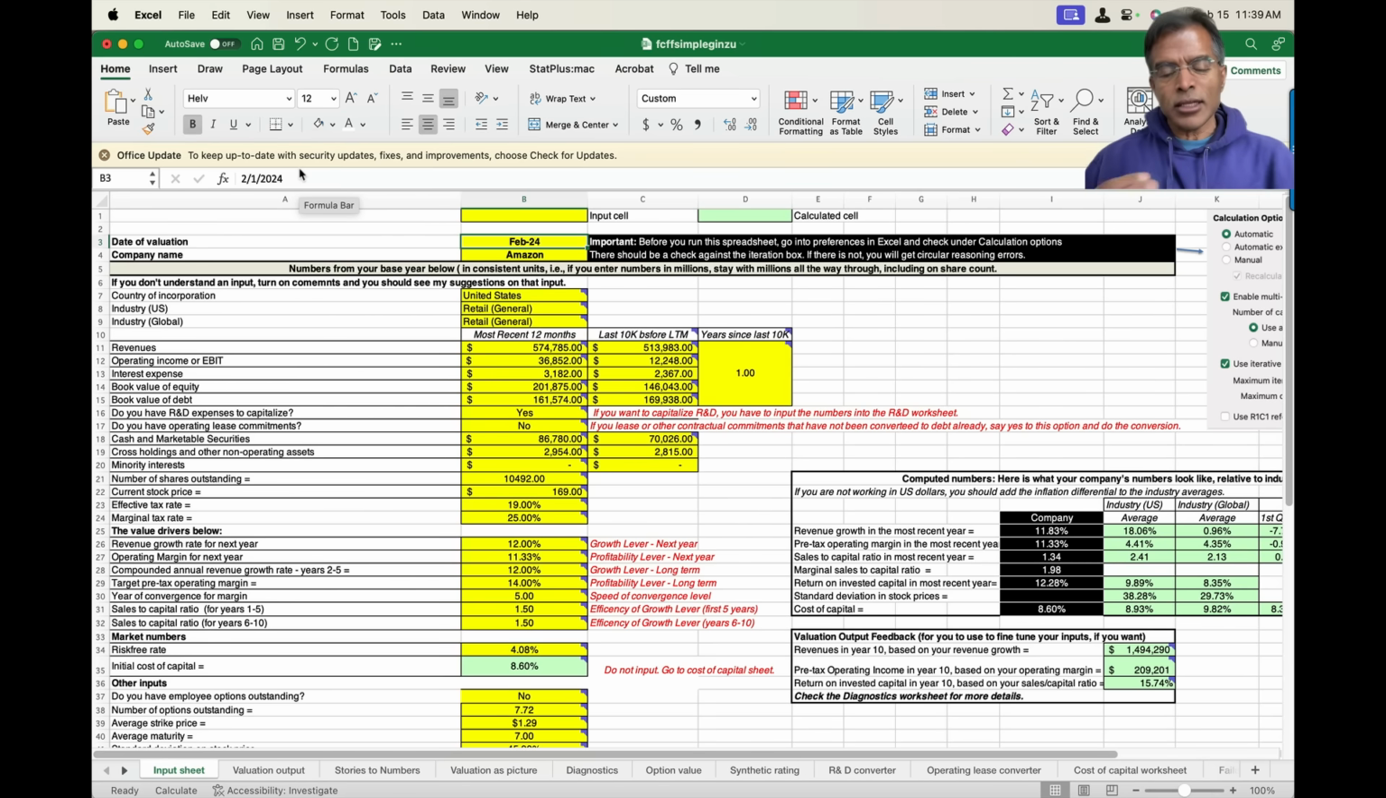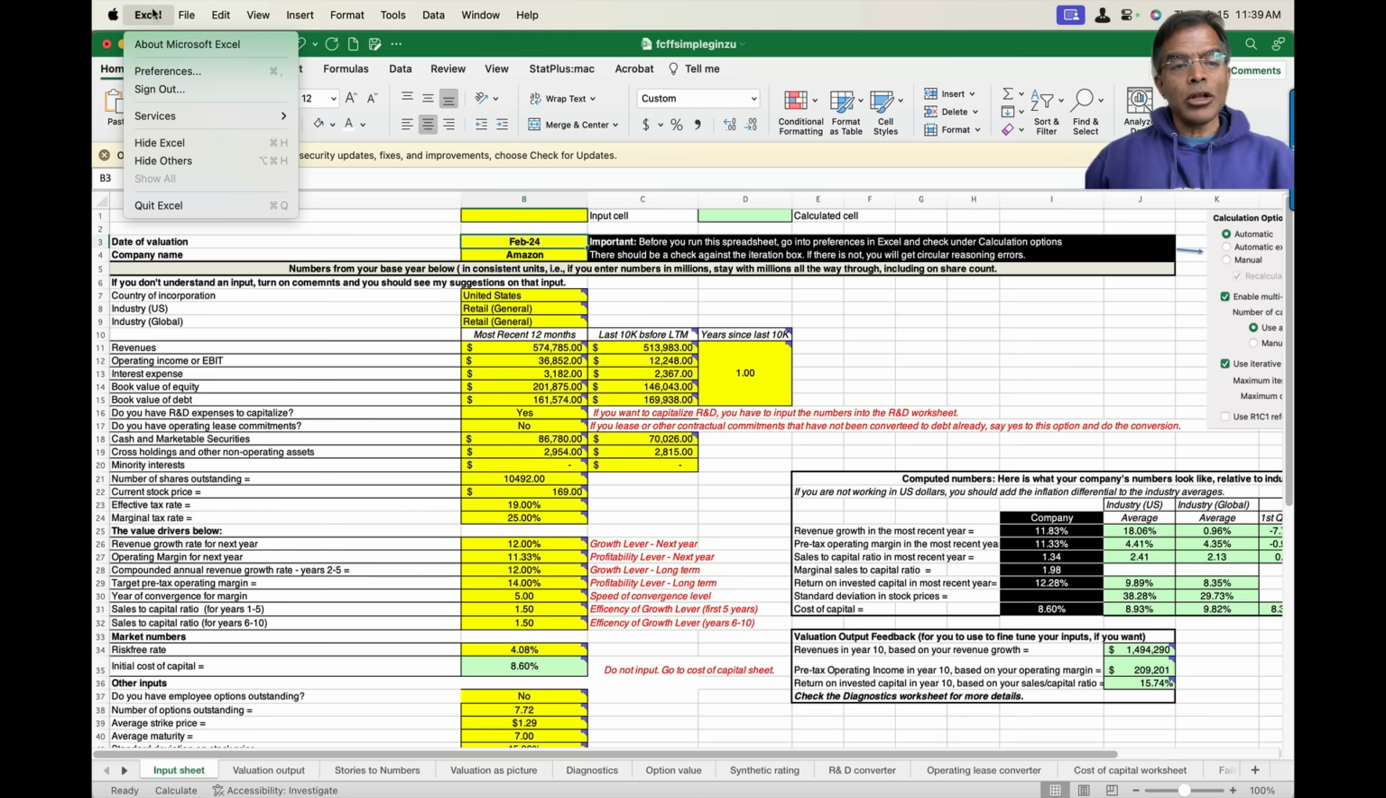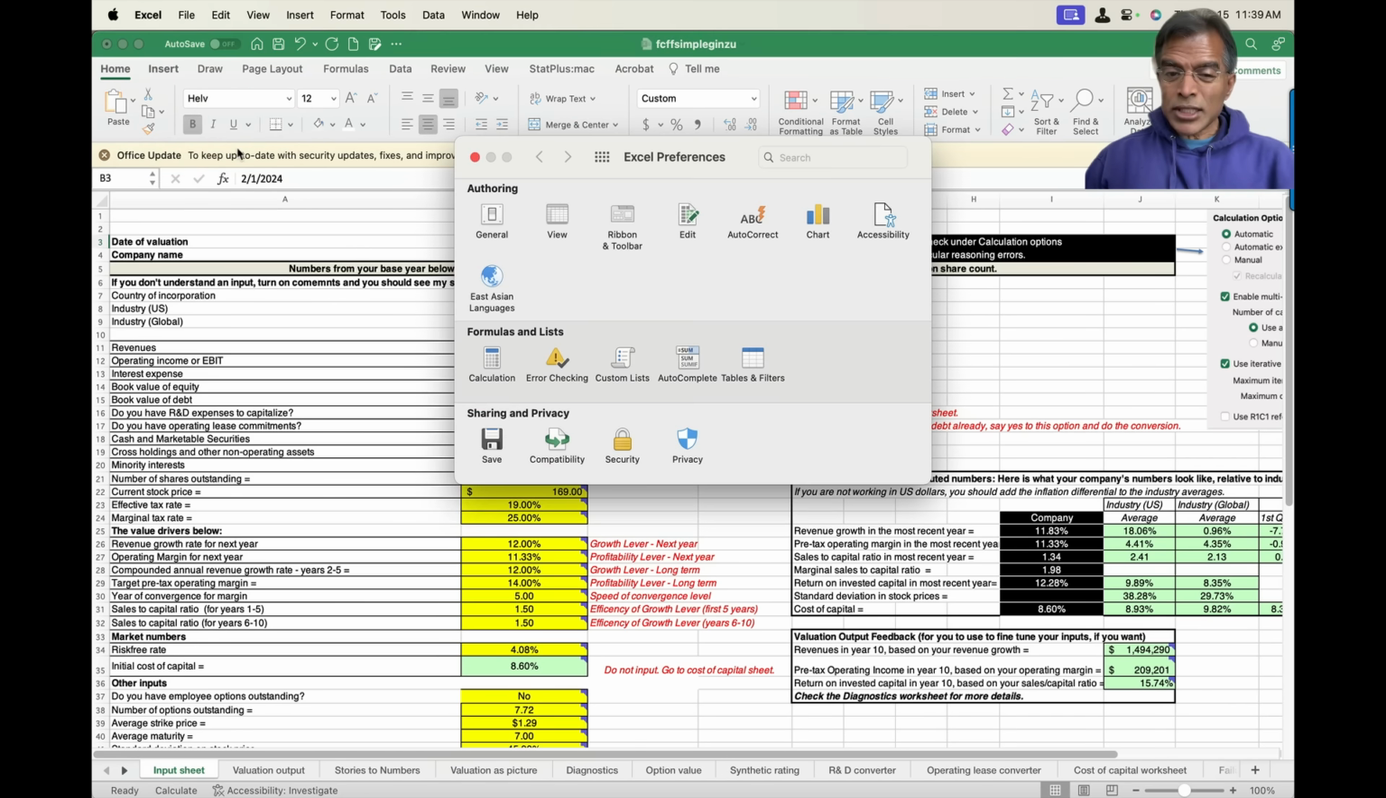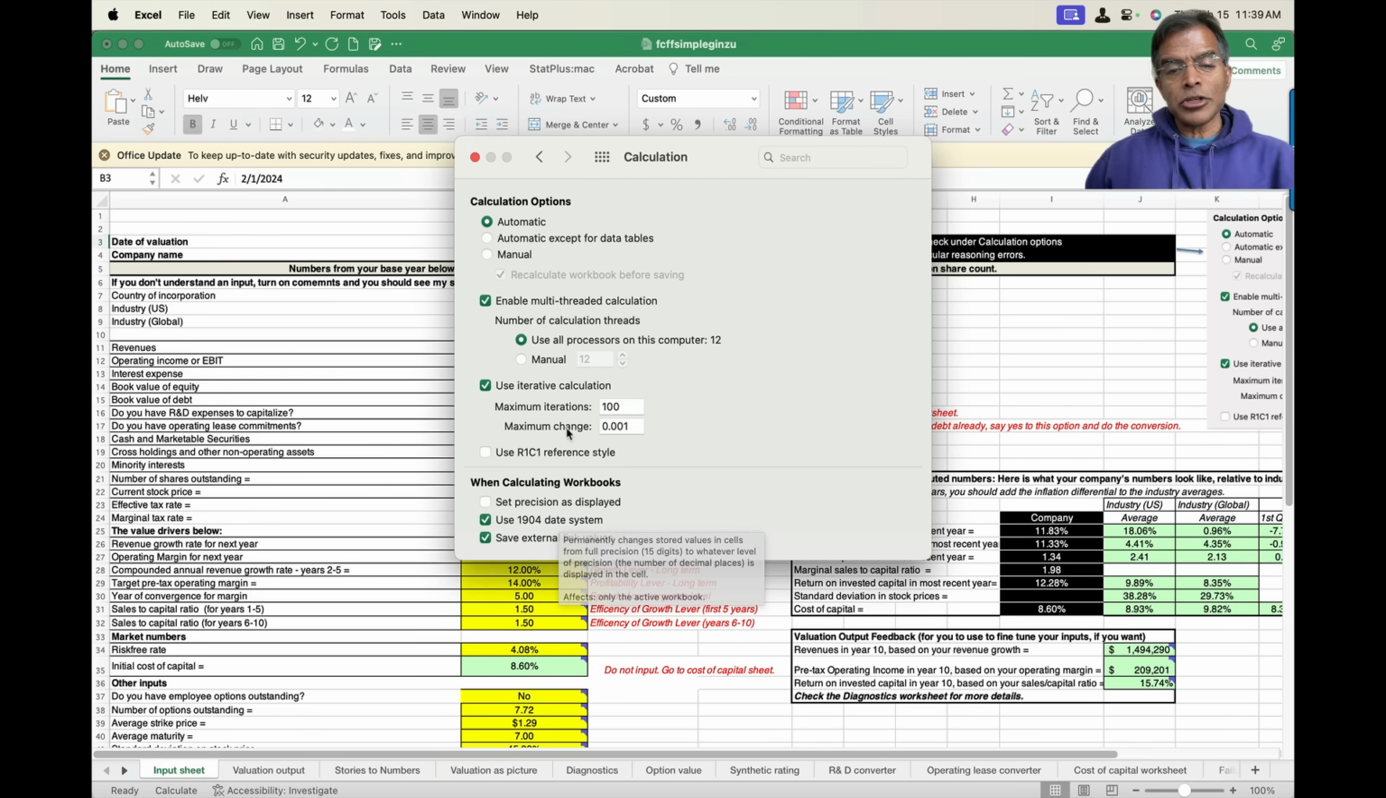I needed to get some things done, especially the option pricing. So before you get started, go into Excel, go into Preferences. I'm on a Mac, it might be in a different place on a PC. Click on the calculation option and make sure the box next to use iterative calculations is checked off. You can leave it at the default. 100 is more than enough for what we do. No need for false precision here.